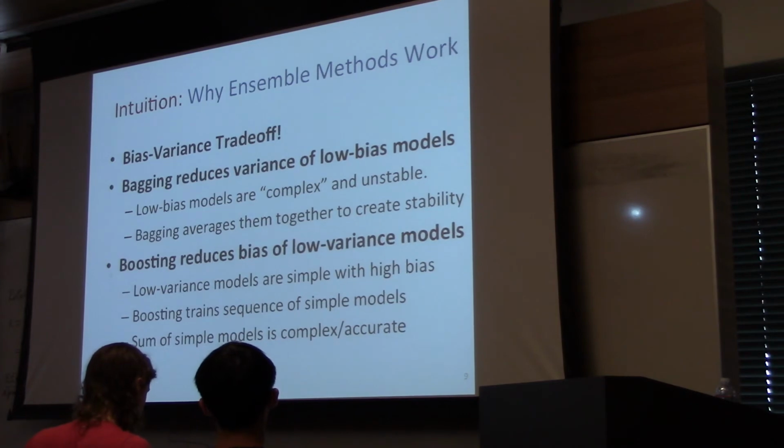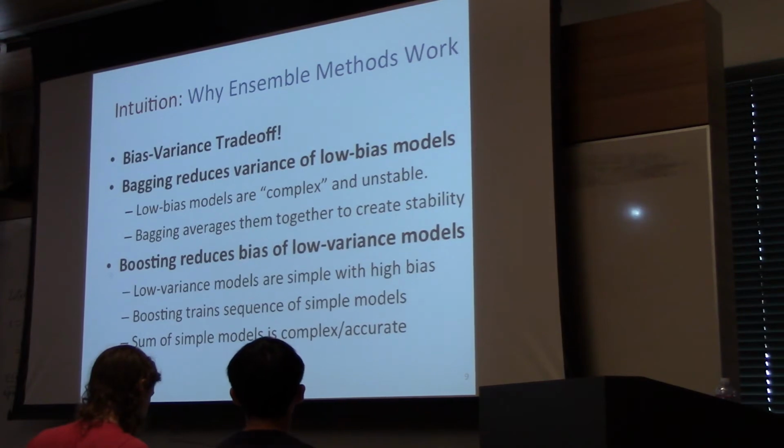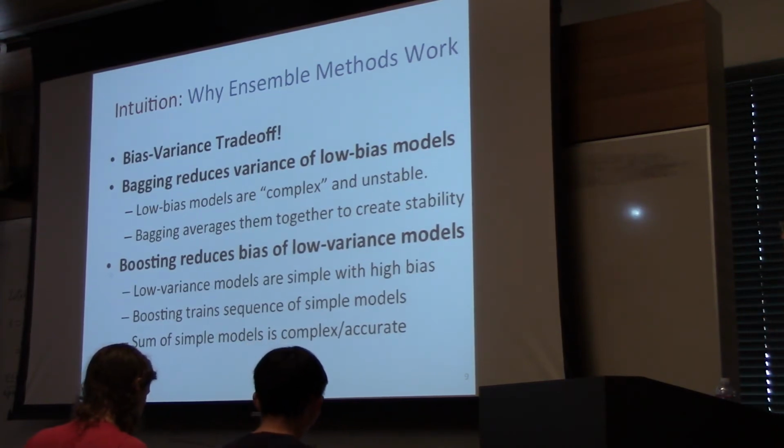Today we'll be talking mostly about boosting, which reduces the bias of low variance models. Low variance models are models with model classes that are very, very simple, and therefore they have high bias. Even the best model in this model class can't really perform that well on your training set. However, what boosting does is it trains a sequence of these simple models and then averages together to form a complex model. So boosting reduces the bias of low variance models.